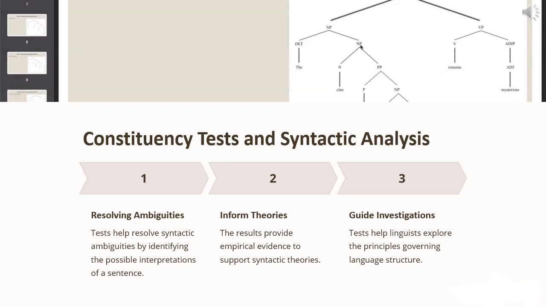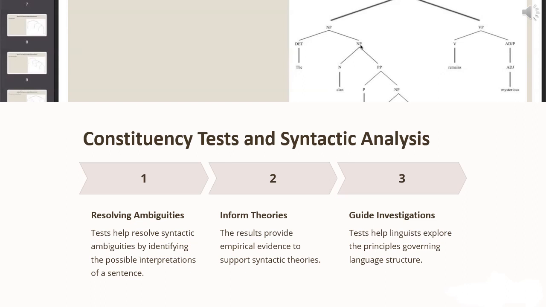Syntactic theories often propose certain structural representations of sentences based on underlying principles or rules. Constituency tests provide empirical validation by examining whether the predicted structure aligns with the observed patterns in natural language sentences. If the results of constituency tests consistently support the predictions of a particular theory, it adds credibility to that theory.